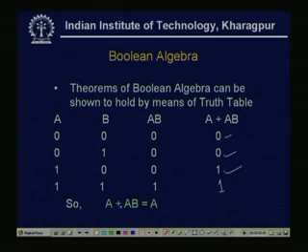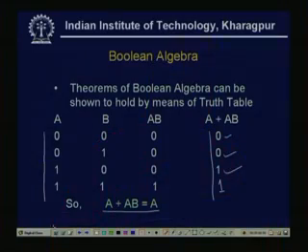So, by drawing the truth table also, we can see that a plus a b is 0 0 1 1, and our a is also 0 0 1 1. So, actually a is equal to a plus a b. What we have proved with the help of the postulates, we can also check by drawing the truth table.